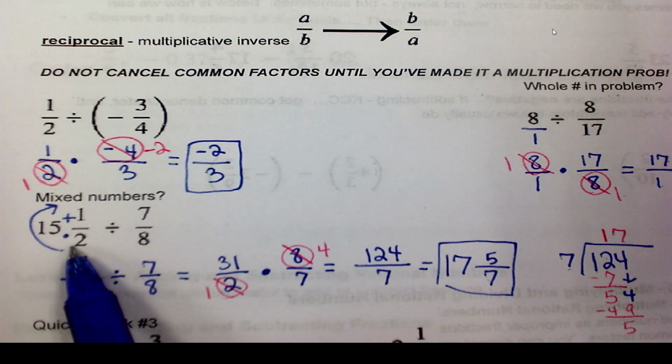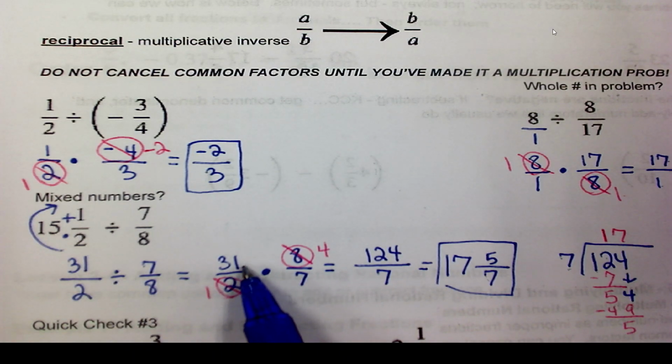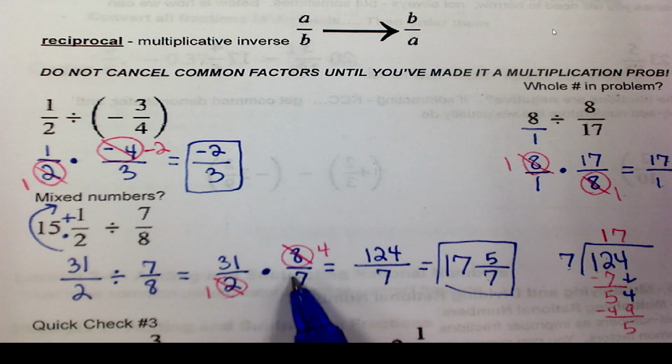So, do you have to turn a mixed number into an improper fraction? Yes. And then as far as the division, we don't really do the division. Multiply the first fraction by the inverse of the second fraction.